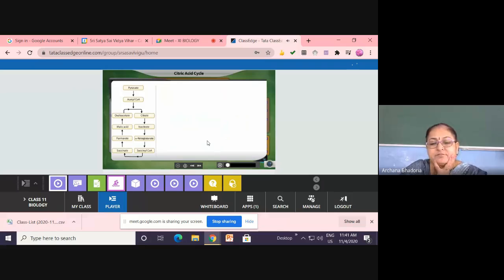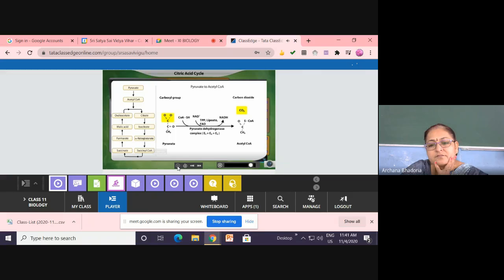On entering the mitochondria, pyruvate undergoes oxidative decarboxylation to release a molecule of carbon dioxide and form a 2-carbon compound called acetyl CoA. Also, NAD+ is reduced. The pyruvate dehydrogenase enzyme complex catalyzes this reaction.